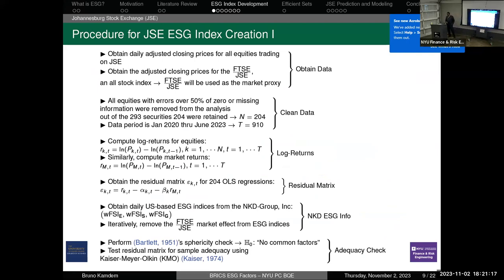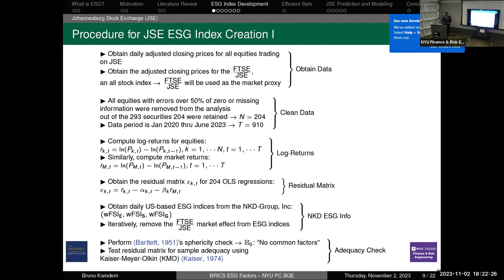So it's a very methodical process. So the first step is we obtain the data, right? We obtain daily adjusted closing prices for all equities trading on the Johannesburg Stock Exchange, right? We get that data. See here, data is very important. If we did not have access to this data, we would not be able to undertake this study, even though we master maybe the technique, the technicality behind it. After obtaining the daily adjusted closing prices, we then obtain the adjusted closing price for the FTSE. The FTSE is the Financial Times Stock Exchange, right? Which is just a series of stock market indices that are mostly present in the whole world. So we divide that by the JSE and use it as the market proxy.